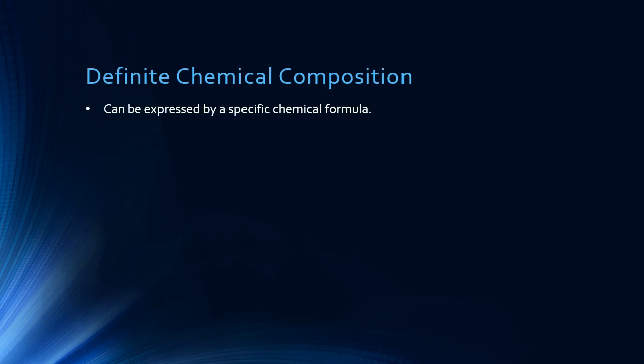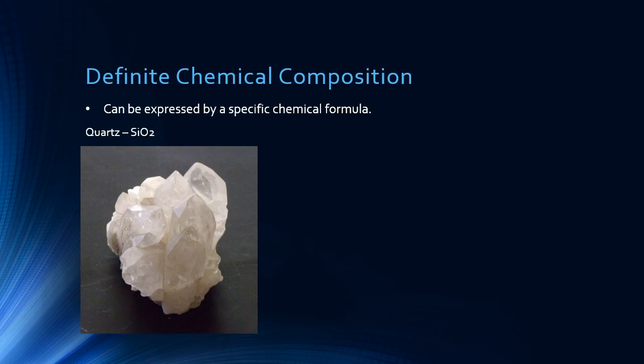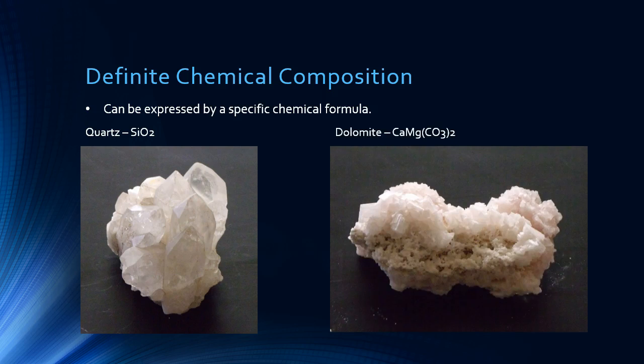A mineral has a definite chemical composition. This means it can be expressed by a specific chemical formula. Above we see quartz expressed as SiO2 and dolomite expressed as CaMg(CO3)2. Quartz contains no chemical elements other than silicon and oxygen. It has a definite formula and is therefore often referred to as a pure substance.